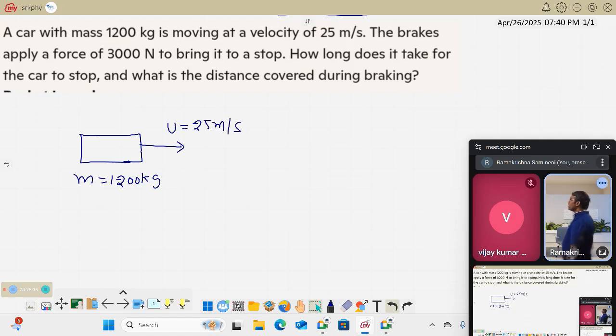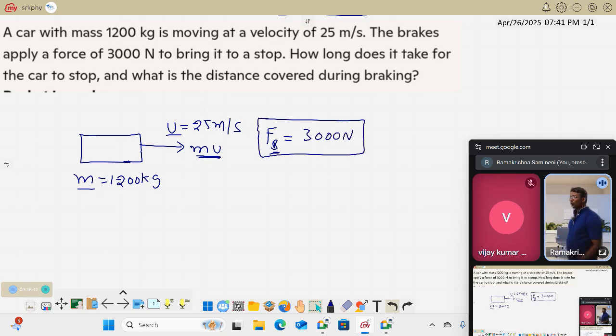The brakes are applied. Why are we applying the brakes? Because when the car is moving, it has speed and momentum. You know that mass into velocity is called momentum. So to stop this momentum, we apply the brakes. What is the braking force? The braking force F_B, B means brake. The braking force value is equal to 3000 newtons.